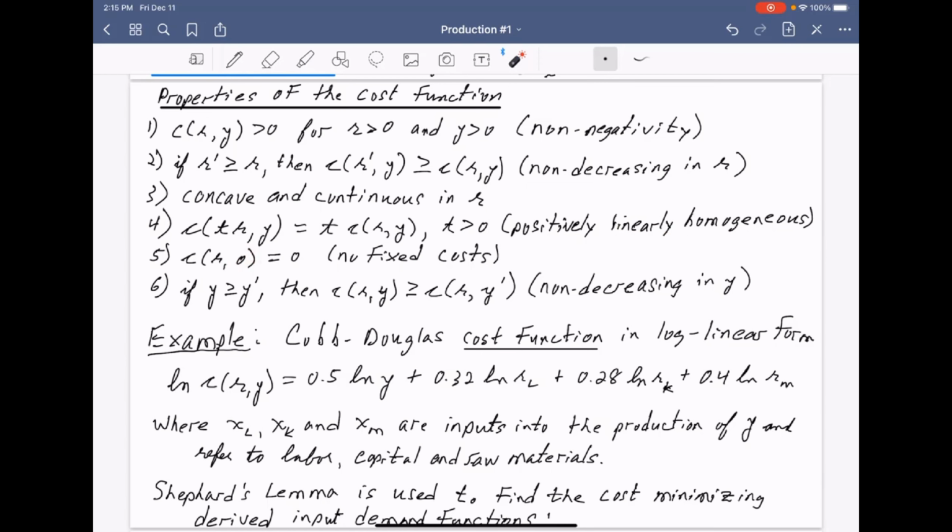If output is 0, the cost function is also 0, so no fixed costs. And finally, if Y is greater than or equal to Y prime, which means that output is greater than some other output, then the cost of producing that higher output is greater than or equal to the cost of producing the lower amount of output. So it's non-decreasing in Y.